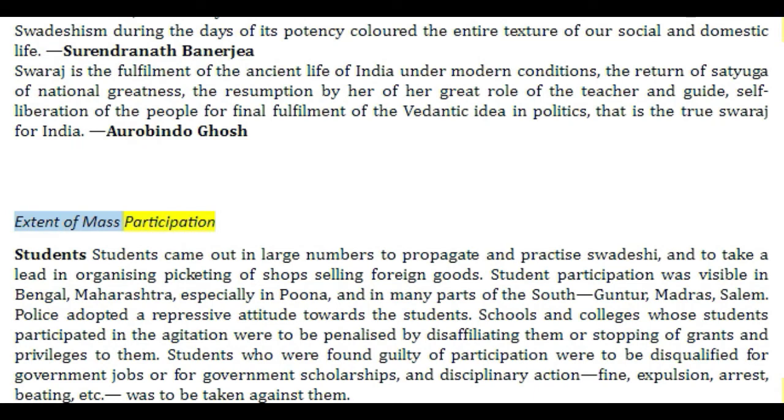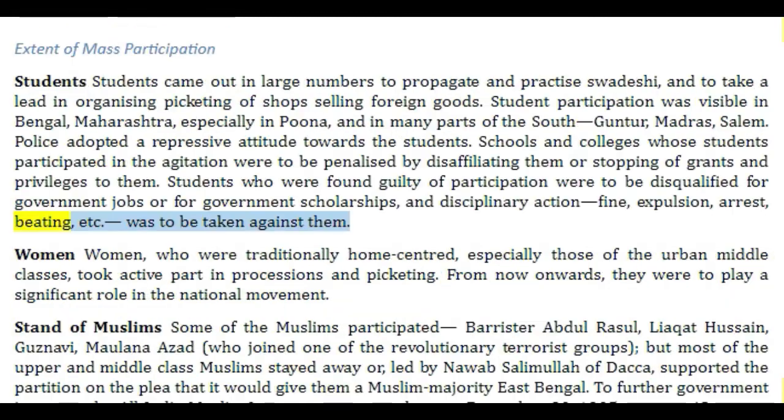Extent of mass participation. Students came out in large numbers to propagate and practice Swadeshi, and to take a lead in organizing picketing of shops selling foreign goods. Student participation was visible in Bengal, Maharashtra, especially in Pune, and in many parts of the south, Guntur, Madras, Salem. Police adopted a repressive attitude towards the students. Schools and colleges whose students participated in the agitation were to be penalized by disaffiliating them or stopping of grants and privileges to them. Students who were found guilty of participation were to be disqualified for government jobs or for government scholarships, and disciplinary action, fine, expulsion, arrest, beating, etc., was to be taken against them.